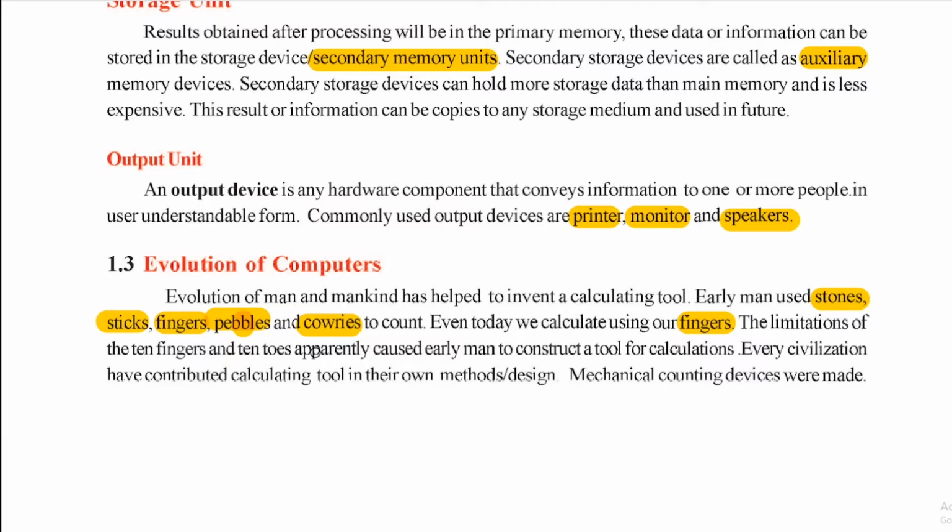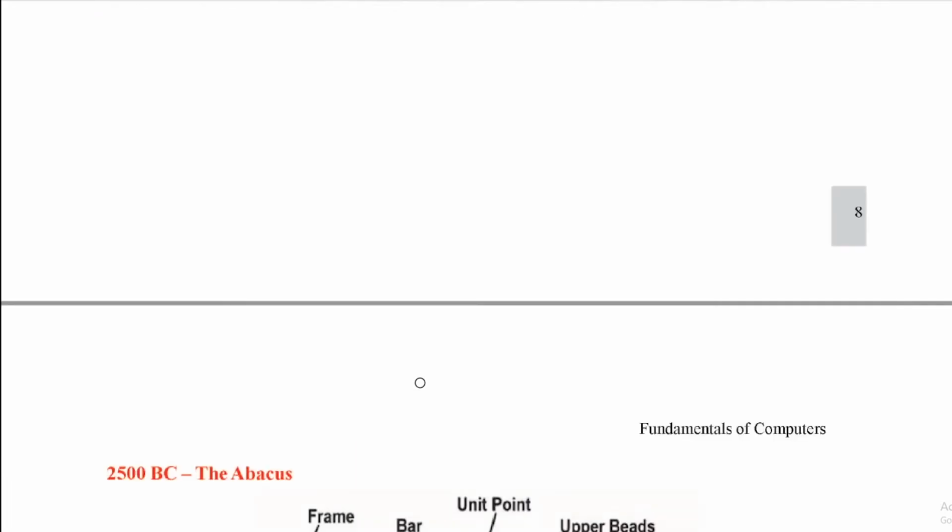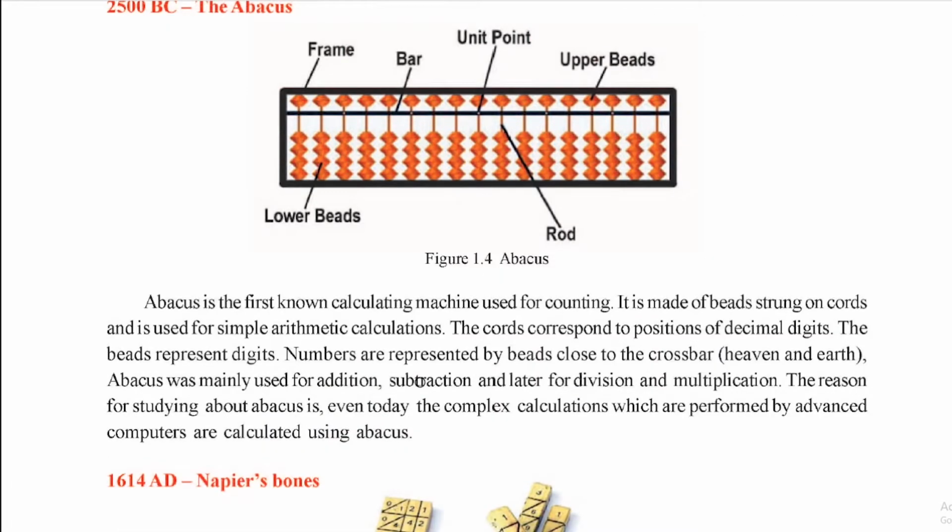Just try to understand, they are explaining tools for calculation. Every civilization has contributed calculating tools in their own methods or designs. So mechanical counting devices were made, and we'll discuss them one by one.